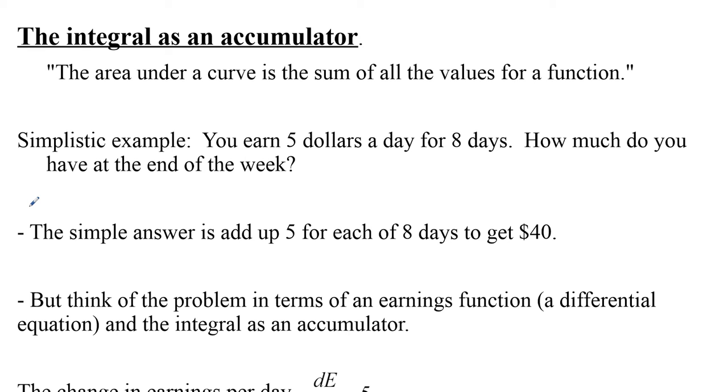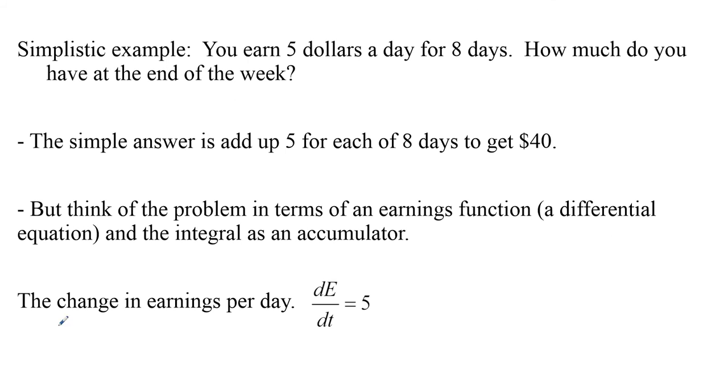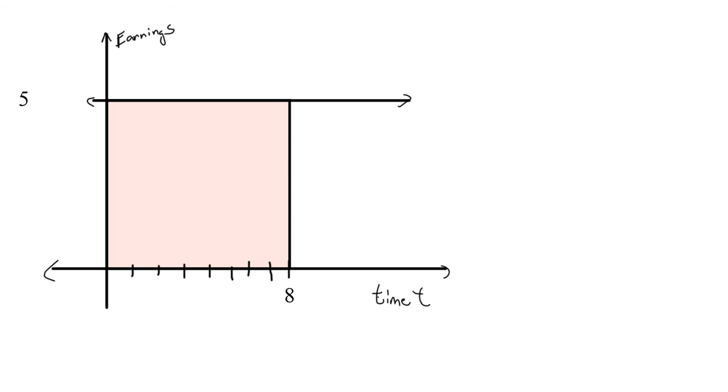Now, the pre-calculus, and when I say pre-calculus, I mean everything below calculus. The pre-calculus answer is simply you add up $5 for each of the 8 days and you get $40. All right. But we can also think about it in terms of this differential equation. The change in earnings per change in day is 5. All right. So it's a differential equation.